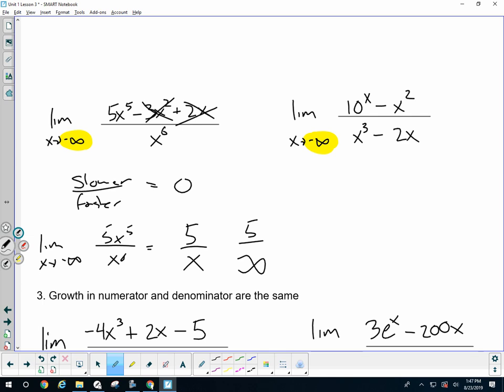Oh, great example right here. This negative infinity actually does matter. Because if it was positive infinity, you'd say, oh, faster 10 to the x, slower x cubed. But I'm approaching negative infinity. So tell your neighbors why that matters with this problem and why it's not faster over slower. So yeah, I missed one. What do you think? Why?